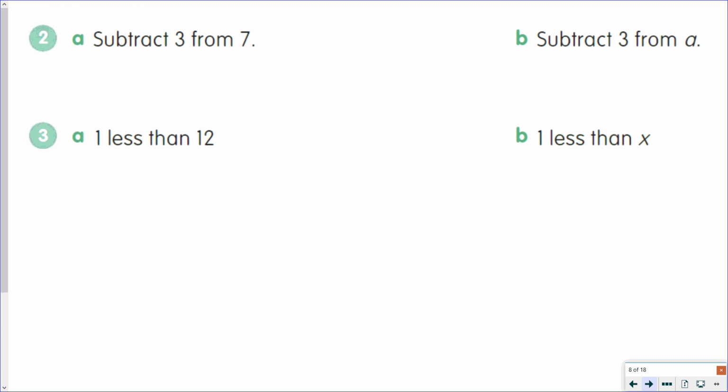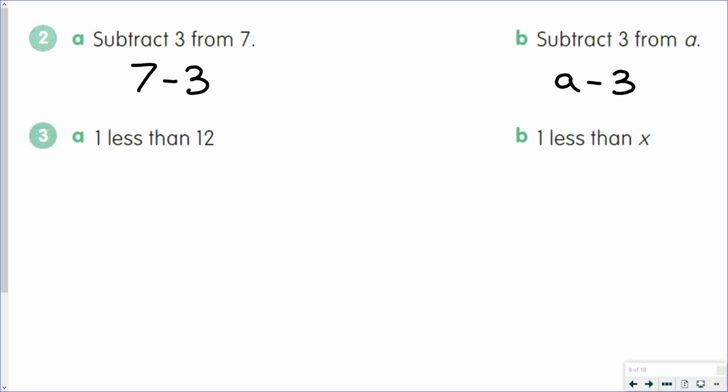So if we want to subtract 3 from 7, we have to be very careful with how we do this. When we subtract 3 from 7, it's actually going to be 7 minus 3, because we have to subtract 3. Subtract 3 from a, so it's the same situation, but instead of a 7, we have an a. So we're going to do a minus 3.